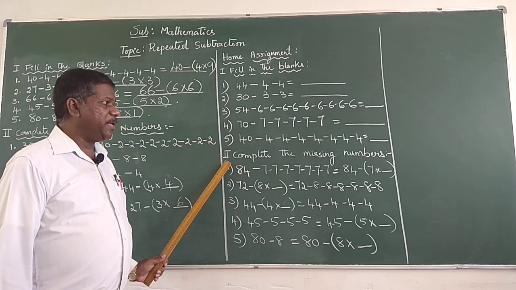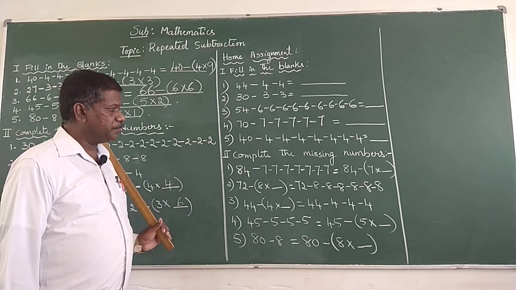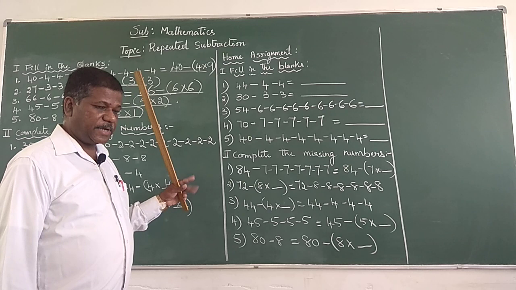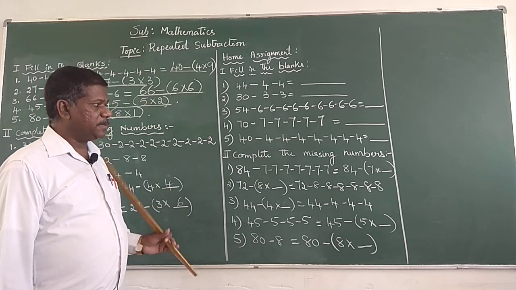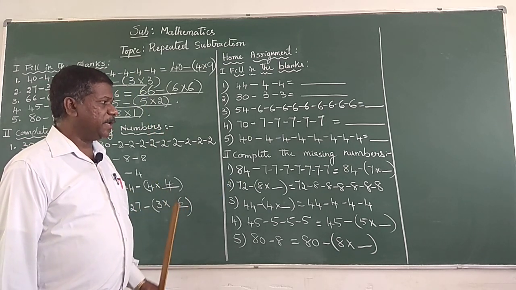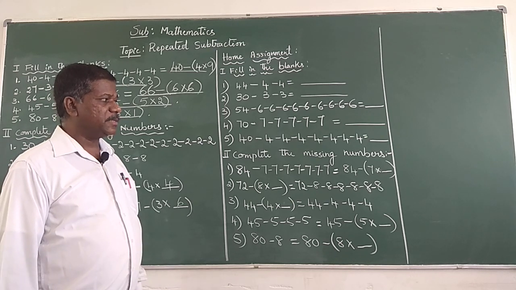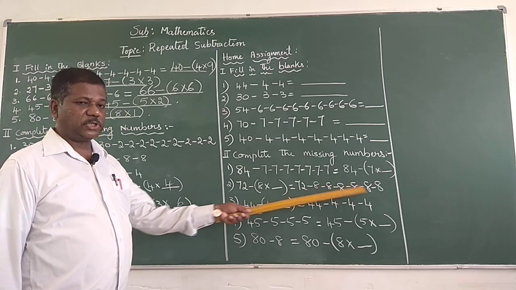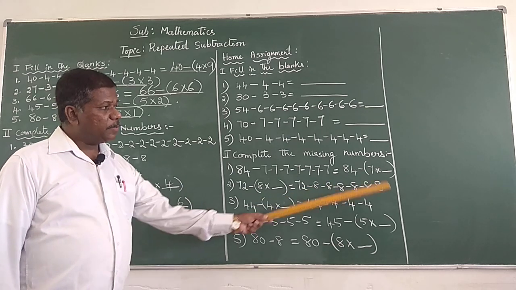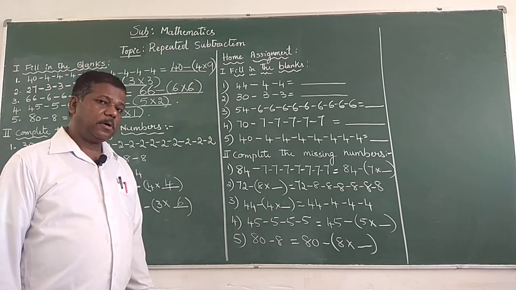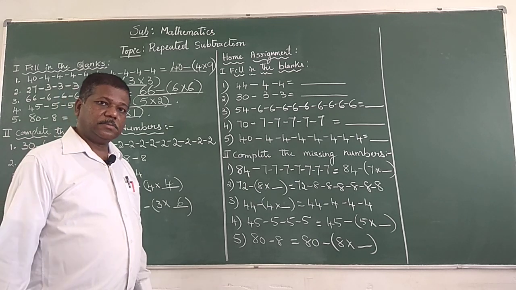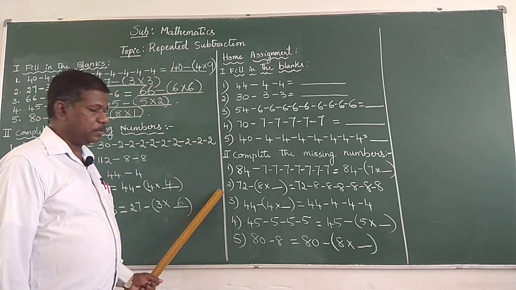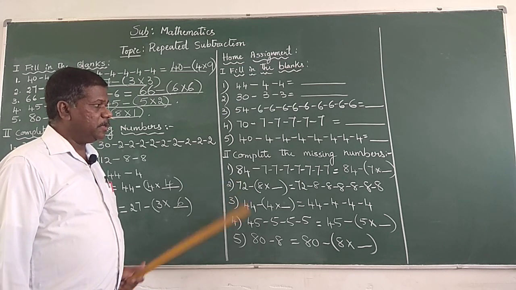Second, complete the missing numbers. 84 is given on the left side: 84 minus 7 minus 7 minus 7 minus 7 minus 7 minus 7 minus 7 is equal to an expression which is half given. Fill in the blanks here with the number of repetitions. Easy, isn't it? So the remaining 4 questions are of a similar type.